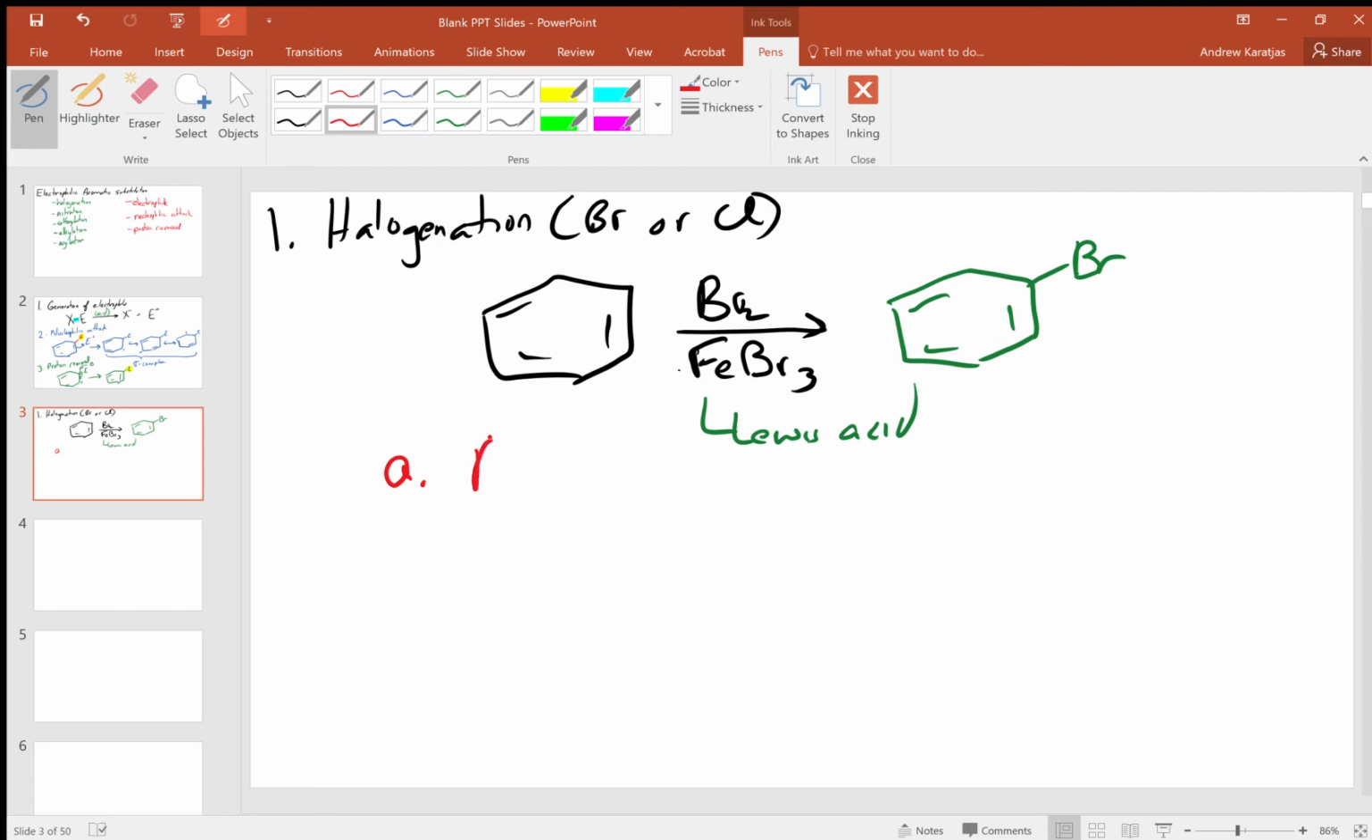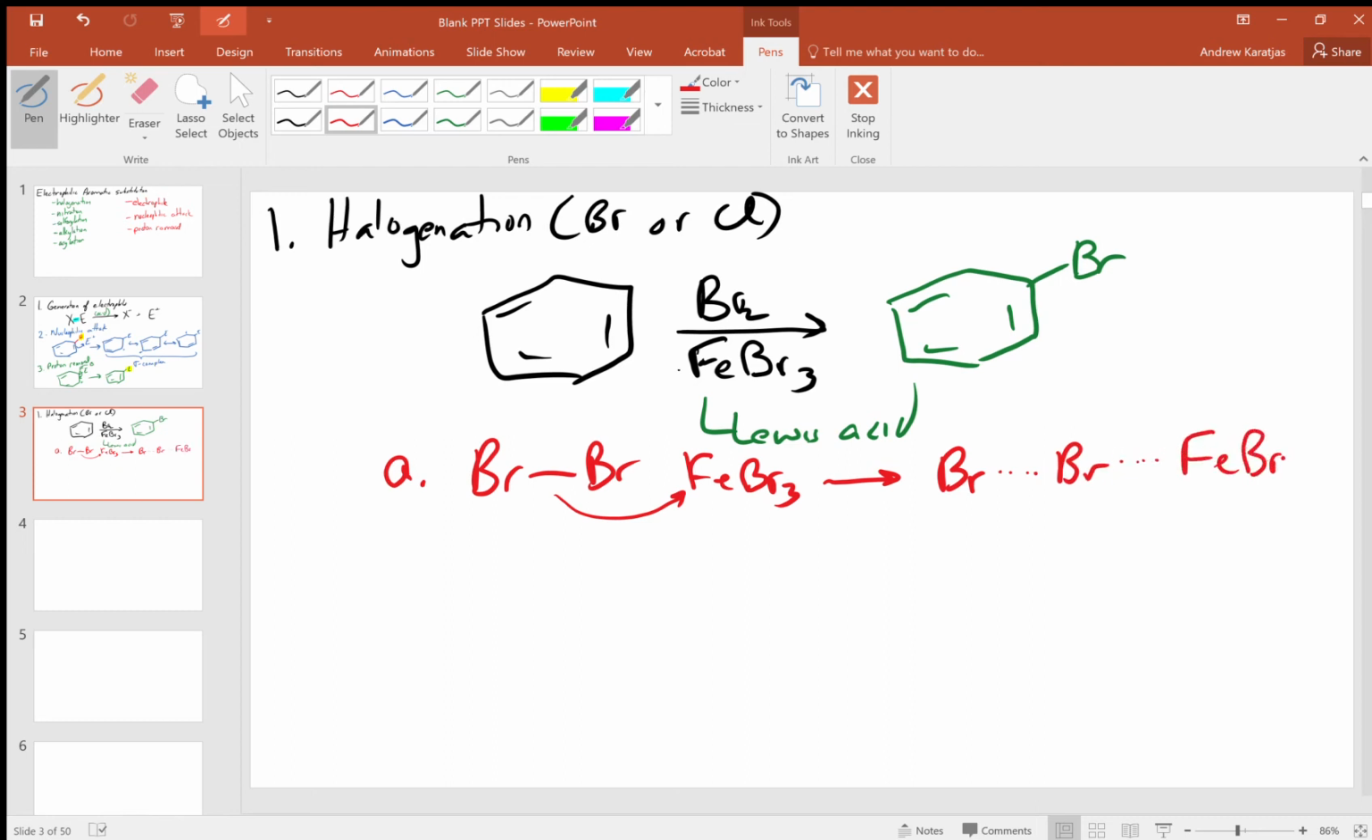First step is we're going to have the bromine react with the iron bromide and make an electrophile. And this is actually a fairly straightforward step. The electrons in that bromine-bromine bond will donate their electrons over to the iron, and it doesn't fully make that bromine-bromine bond break, but you can see here it's partially broken, and the bromine-iron bond on the other side is partially formed.